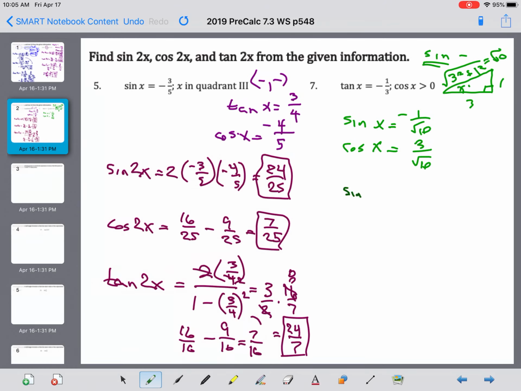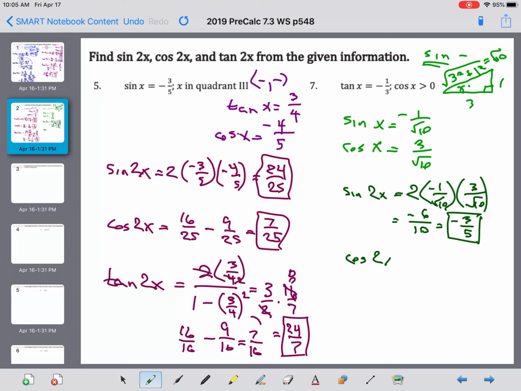So now the sine of 2x is going to be 2 times the sine value times the cosine value. In the top, I'm going to get -6. In the bottom, I'm going to get root 10 times root 10, which is just 10, an integer, and I'm going to get -3/5.